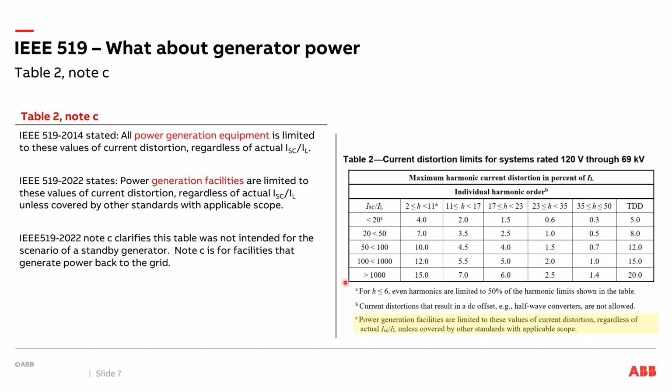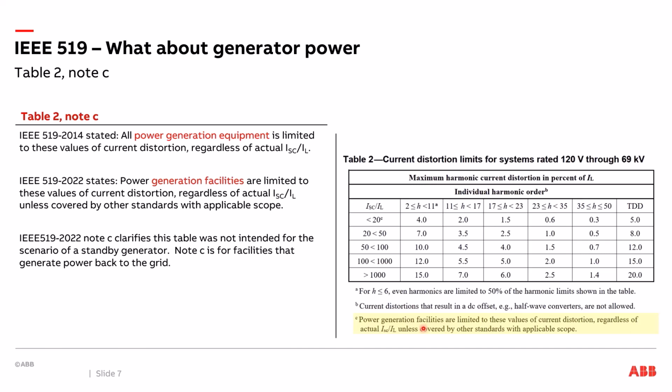And now what do they say for note C? Power generation facilities are limited to these values. So it's no longer the word equipment here, it's the word facilities. So IEEE 519, their intent is to make sure a power generation facility, so we're talking somebody who's got solar, they got wind, they have another power generation source that they put back onto the grid, thus they can impact their neighbors. That's where note C comes into play. But in the case of my generator for my hospital, my generator for my wastewater treatment facility, I'm not putting any of that generator power back onto the grid.